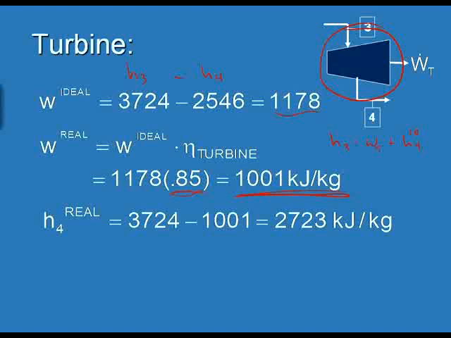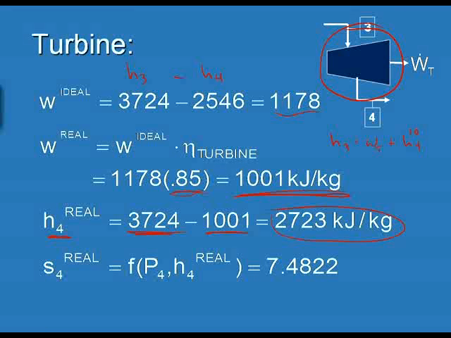Again, plugging back into the energy balance gives us the real enthalpy out. If we go in with 3724 and subtract off the turbine work, we find that our enthalpy at state 4 is 2723 kilojoules per kilogram.